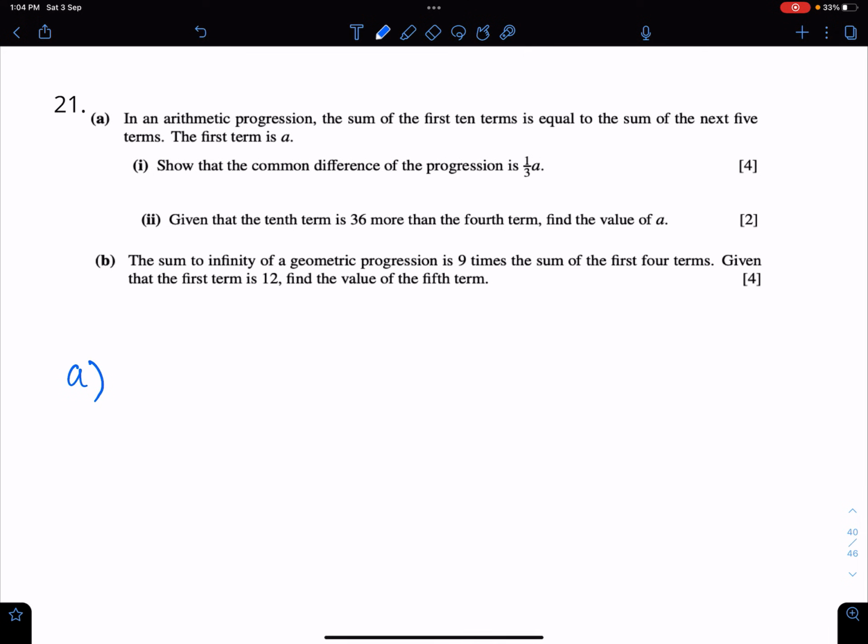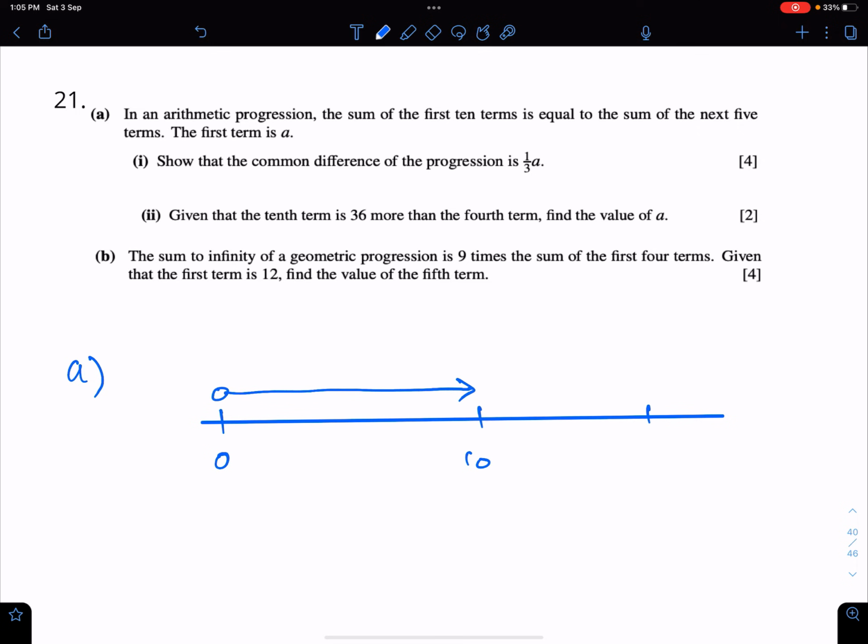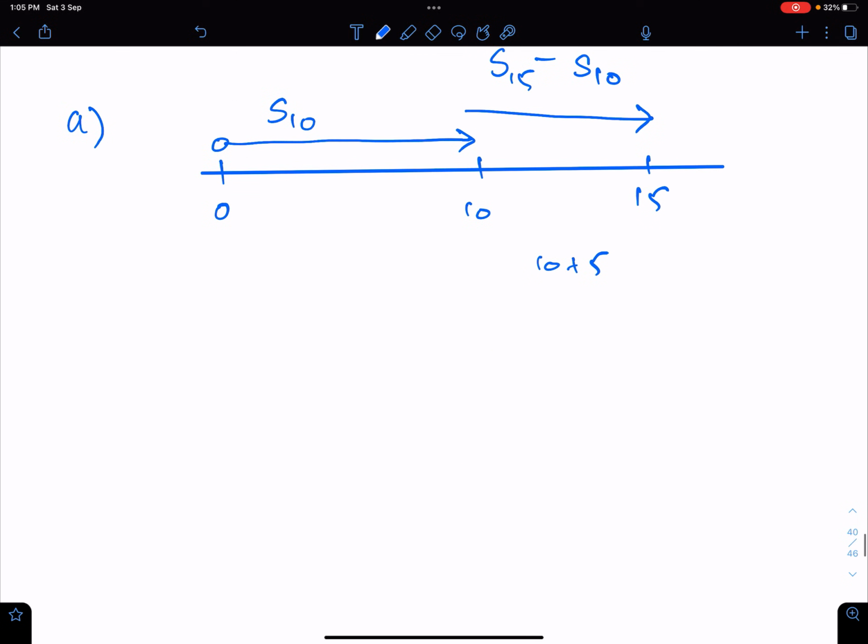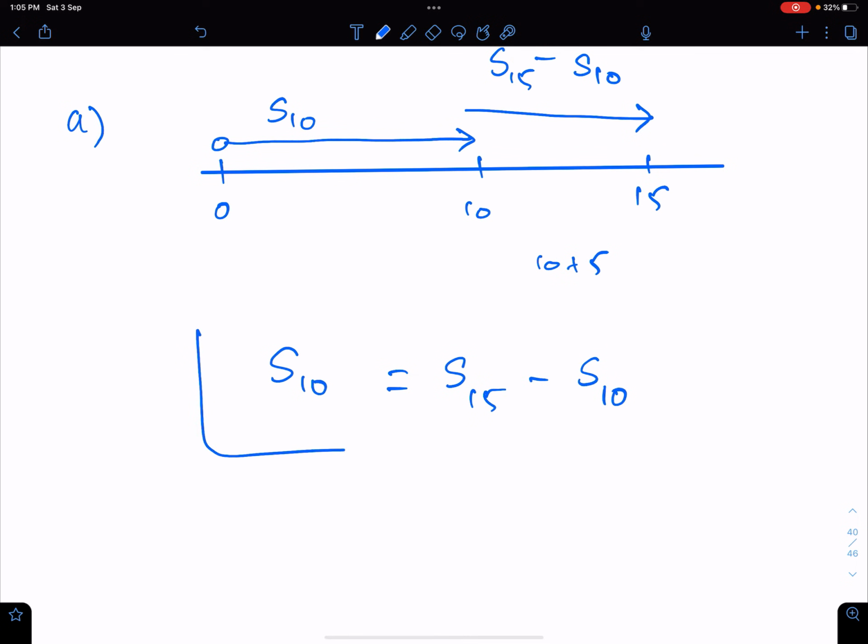Part A. In an AP, the sum of the first 10 terms is equal to the sum of the next 5 terms. This is very simple. Sum of the first 10 terms means S10. And sum of the next 5 means S15 minus S10, because next 5 means 10 plus 5, which makes 15. So the sum of the first 10 is equal to the sum of the next 5. So this is a given.